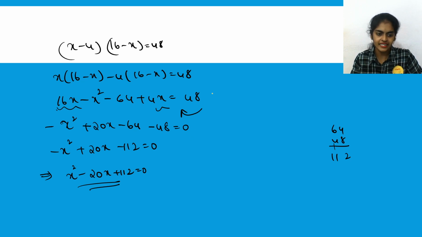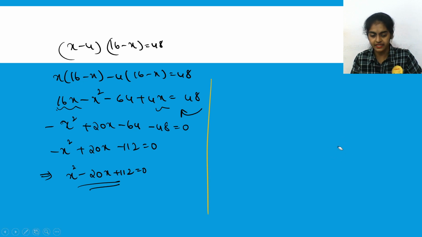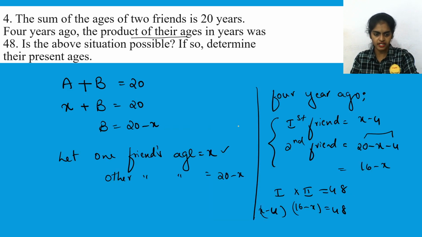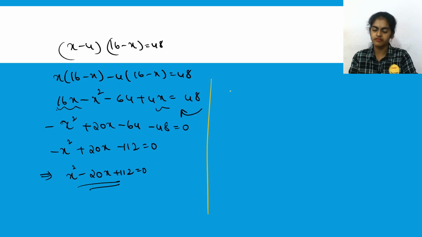So before finding the roots, that is the solution of this quadratic equation, let us see if we can find them. If you find the solution of this quadratic equation, that means you'll get the X value, which is the friend's age. And from this you can get the second friend's age. So firstly, let us see if we can find the age or not. If we can solve this or not.